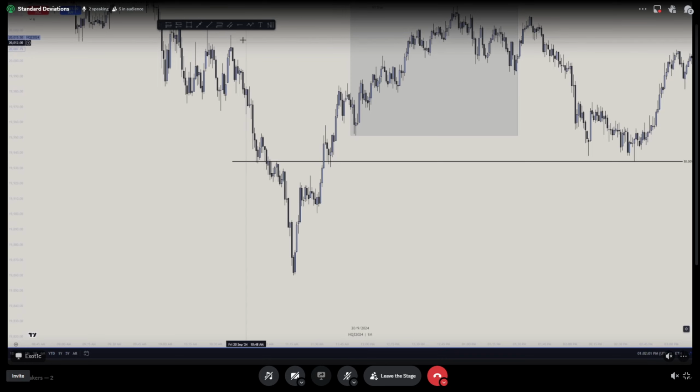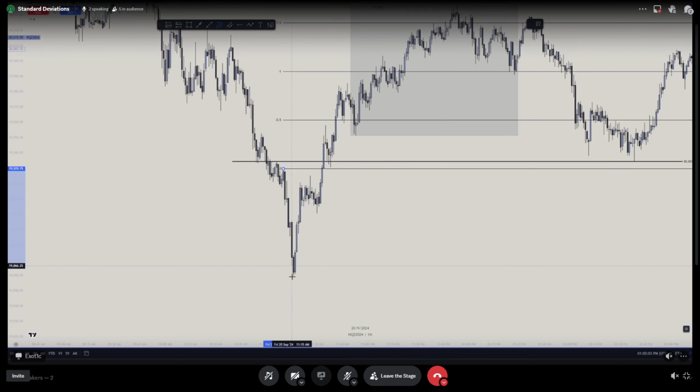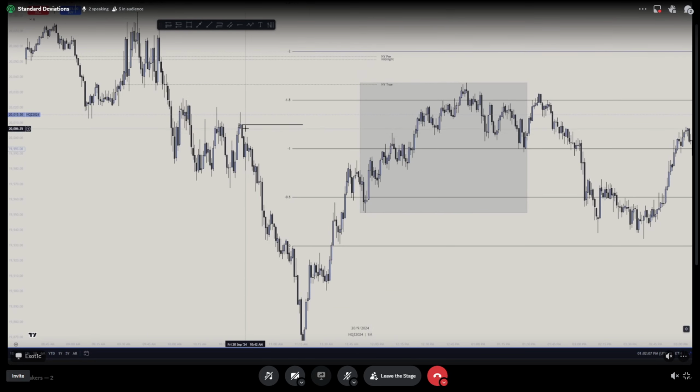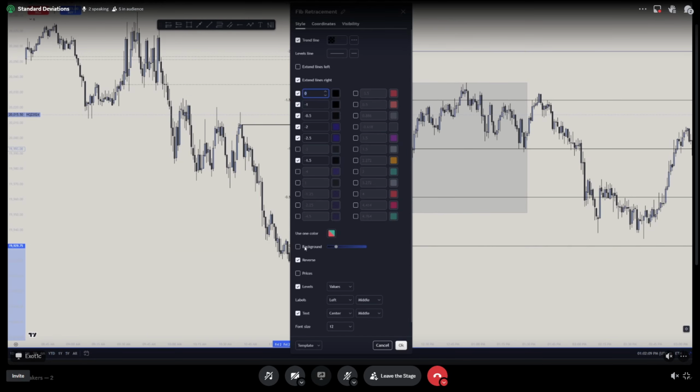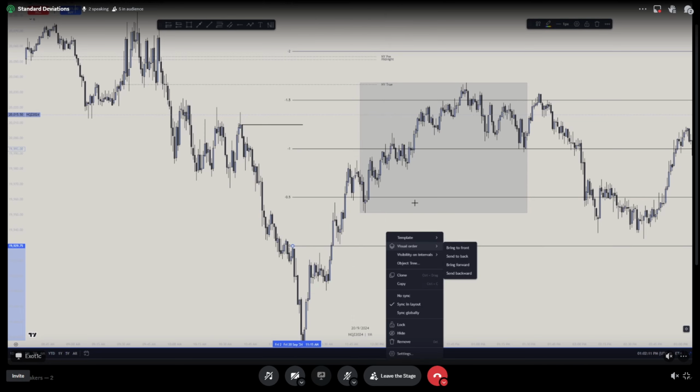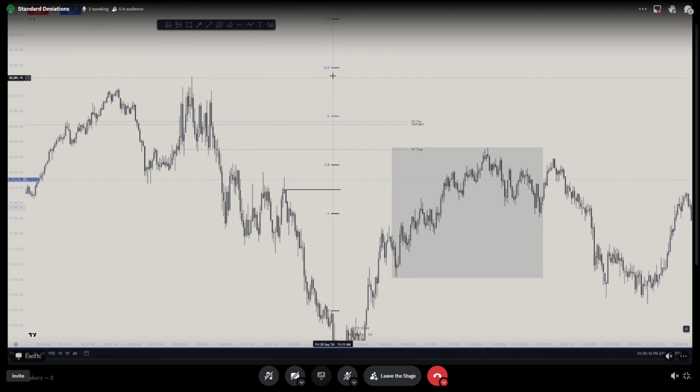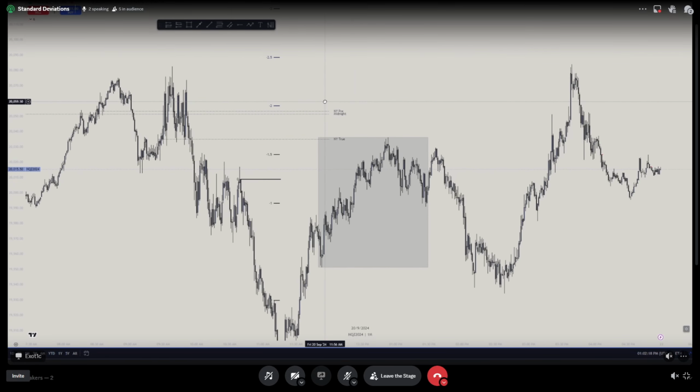Your second way would be to use your standard deviations here, which would be from the breaker block. Now, it depends where you... My fault, guys. Here, right? Your 2 to 2.5 is up here. We can see price does come up here into the 1 to 1.5 here.